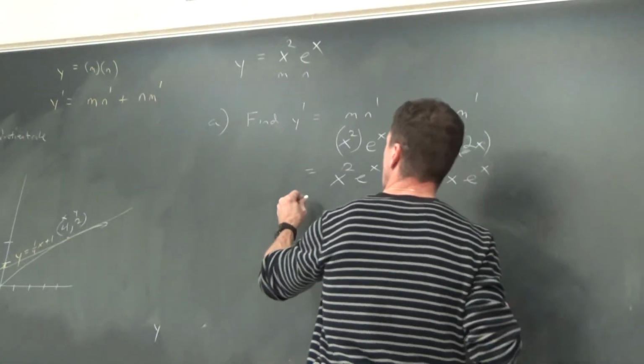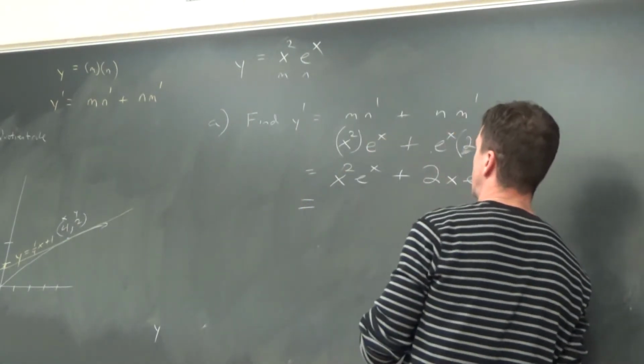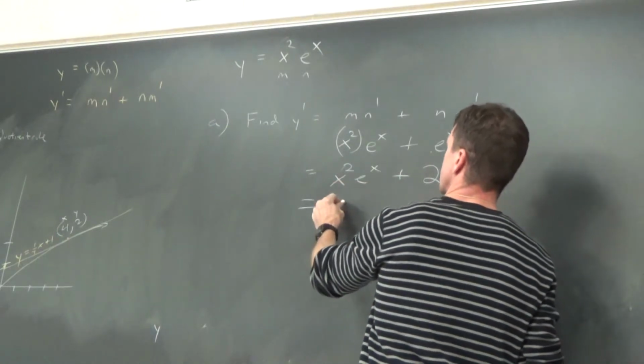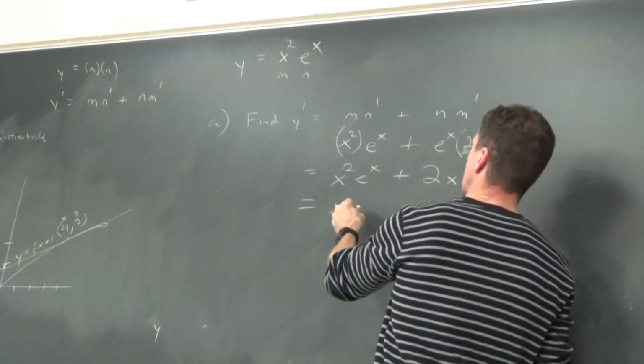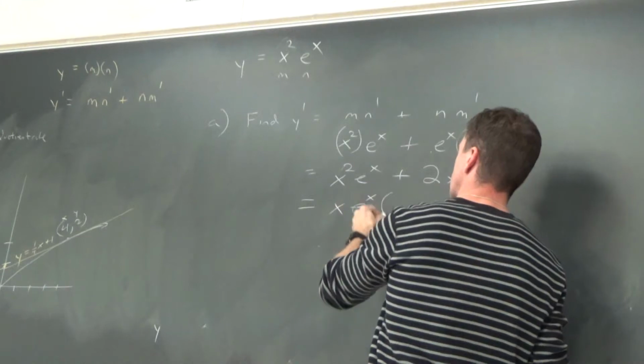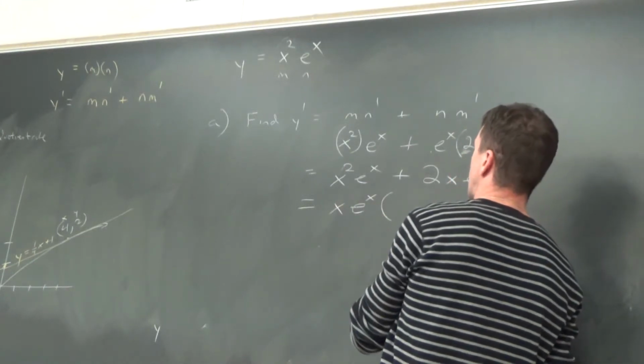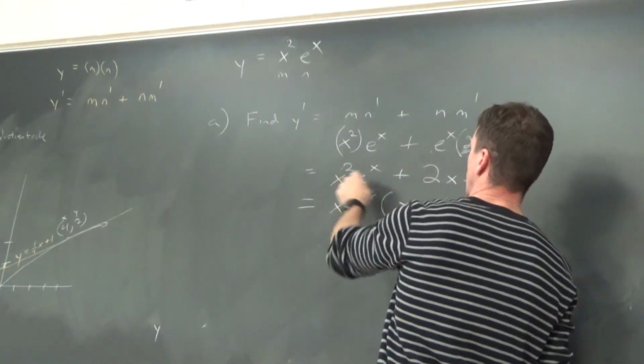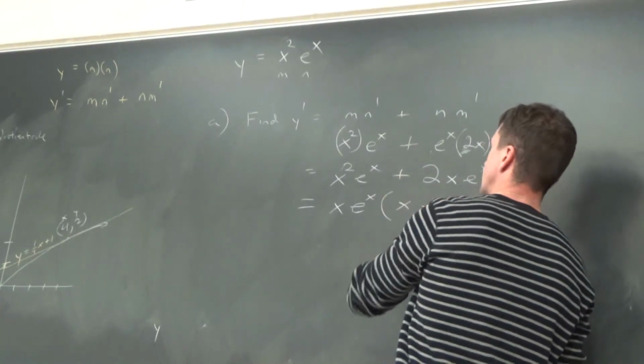So real quick, what could you factor out? e to the power x. You can take out an x. You can factor out an e to the x. And what are you left with? x plus 2. x left over, a plus is left over, and a 2.